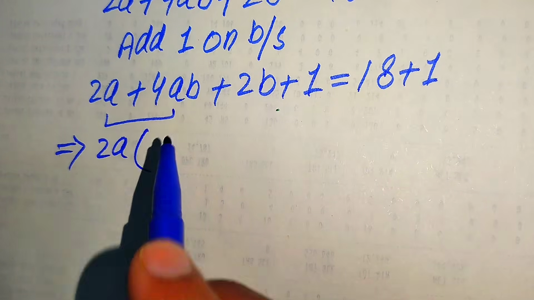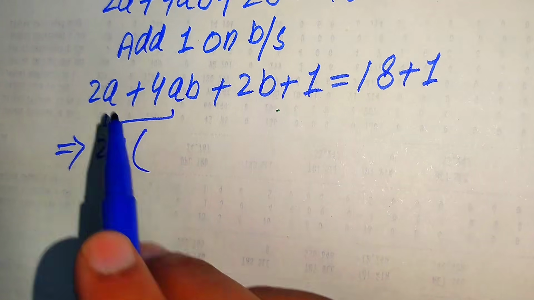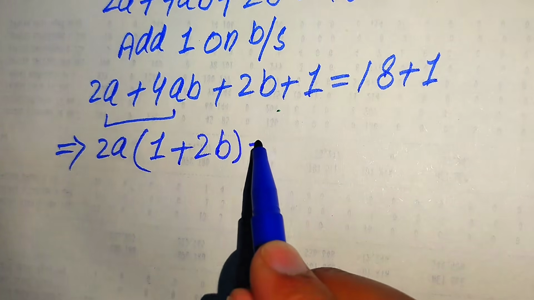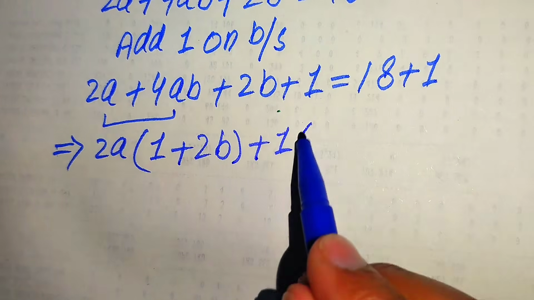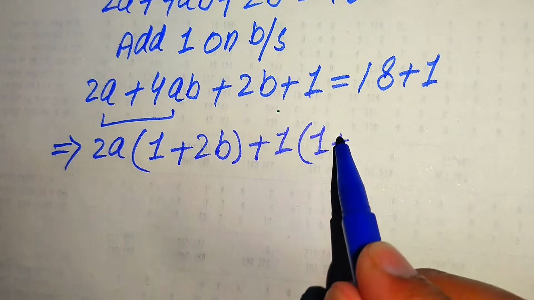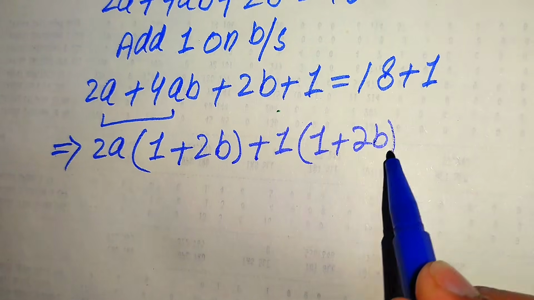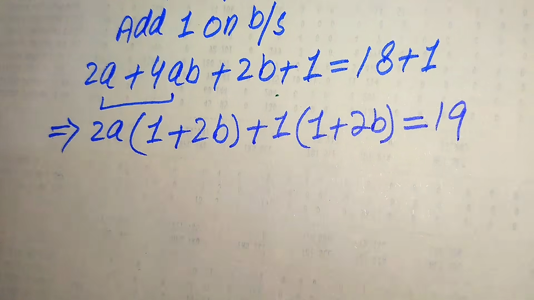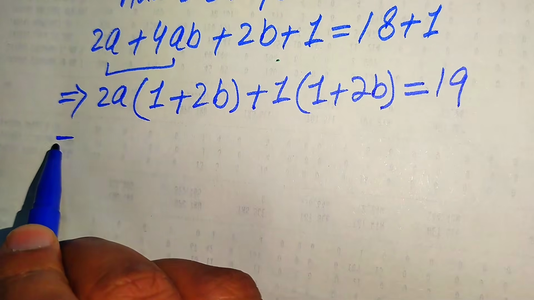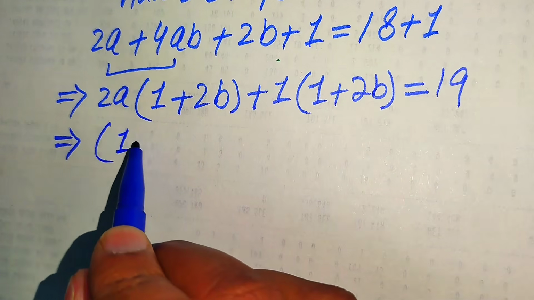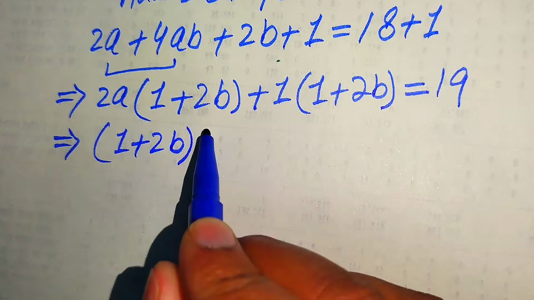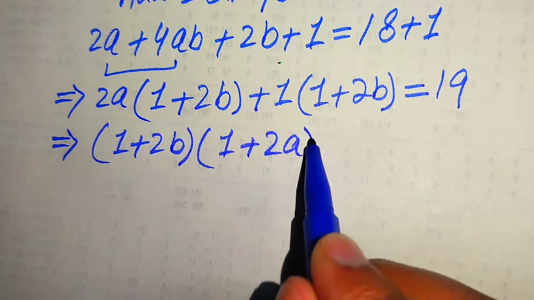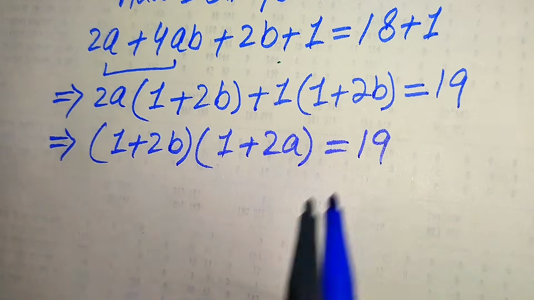Okay, so further in the next step, you see here from the first two terms we have 2a as the common term, and when we take common 2a the remaining values are 1 plus 2b, and from the last two terms we take common 1 and we get the remaining values 1 plus 2b, and this is equals to 18 plus 1 becomes 19. And now in the next step we need to take common 1 plus 2b, and we get the remaining values 1 plus 2a, and this whole equation is equals to 19.